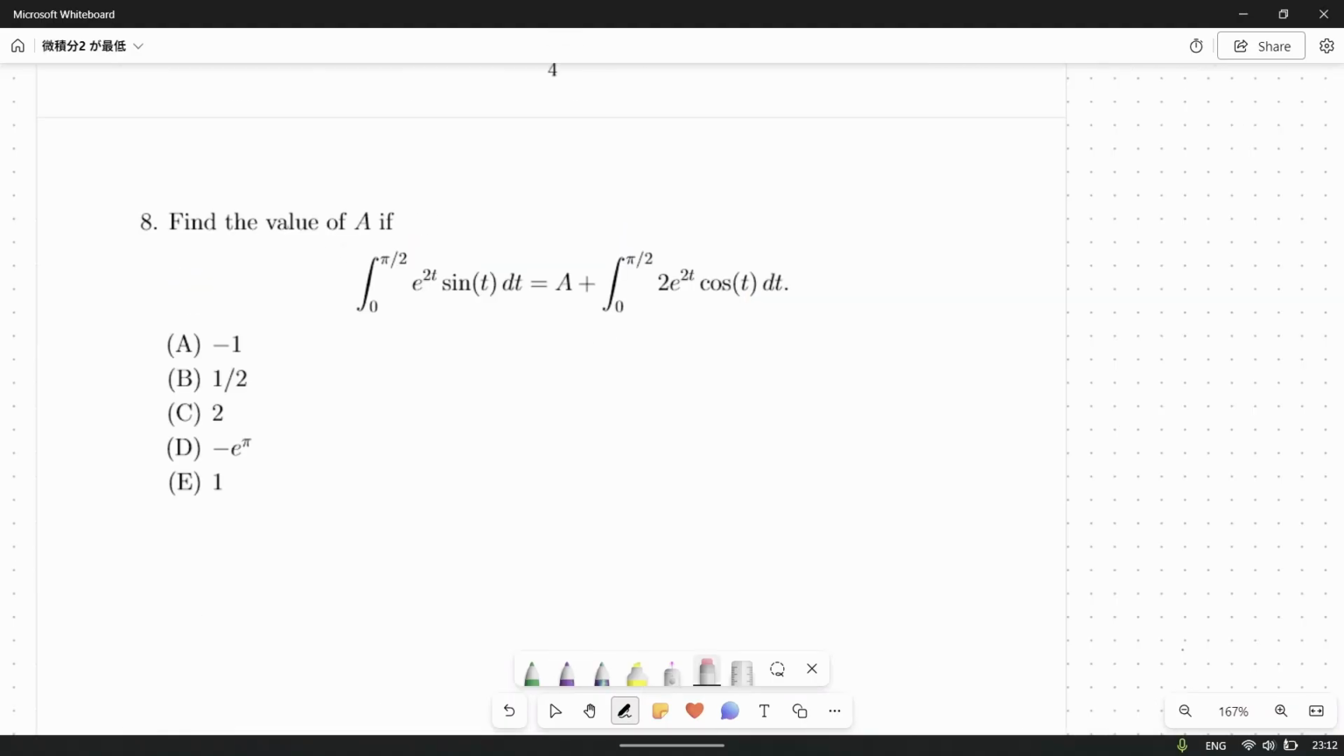Okay, find the value of a if the integral from 0 to pi over 2 of e to the 2t times sine of t with respect to t is equal to a plus the integral from 0 to pi over 2 of 2 times e to the 2t cosine of t with respect to t. So just looking at this question right away, I know that this is going to be a case of dealing with some sort of integration by parts.